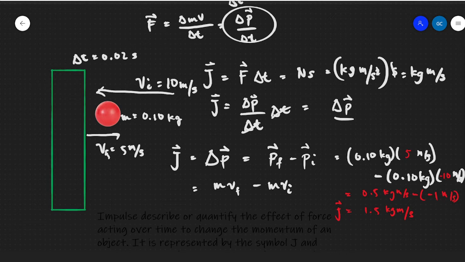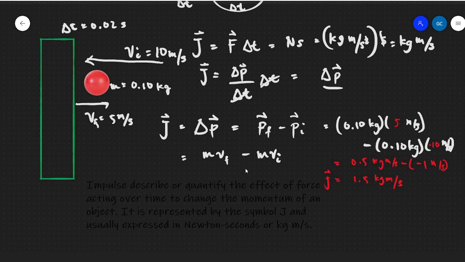So, paano yan kung gustong malaman yung force mismo? Say, you want to compute for the force that is applied from the wall towards the ball. So, paano natin gagawin yan? So, what we can do here is we just use this formula, itong kanina, itong definition natin ng impulse. We just write that J is equal to the force multiplied to the change in time. The change in time, as you may have remembered, is our 0.02 seconds.